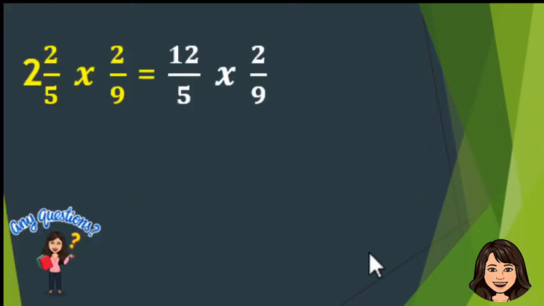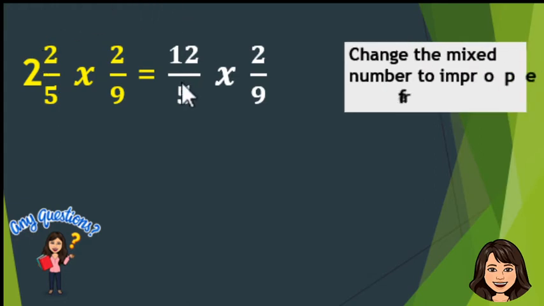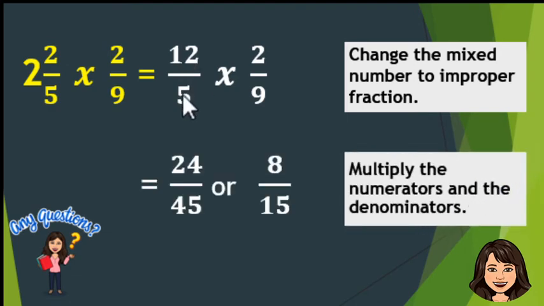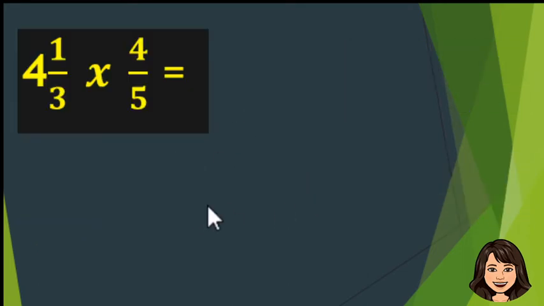Alright, let's have another example. 2 and 2/5 multiplied by 2 ninths. So change this to improper fraction. And then multiply. So 12 times 2 is equal to 24. Then 5 times 9 is equal to 45. Simplify, you have 8 over 15.